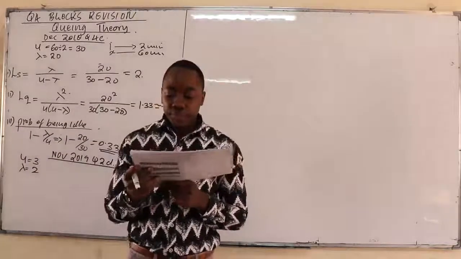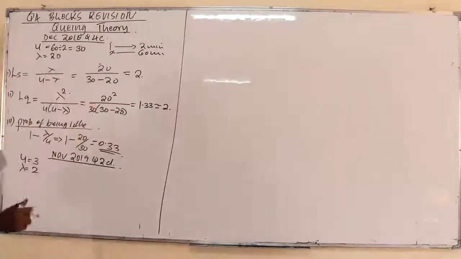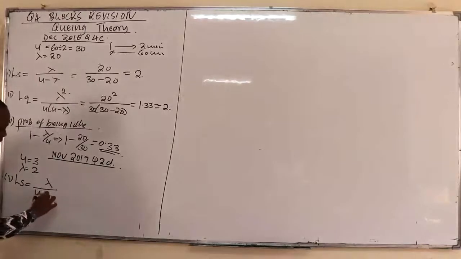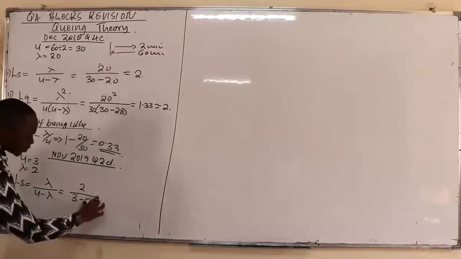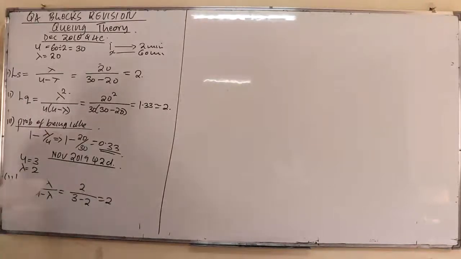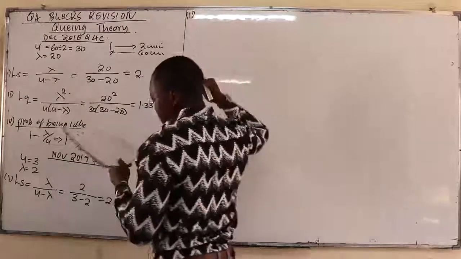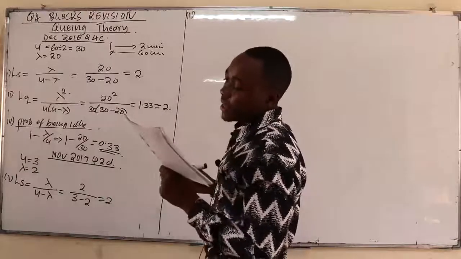Number 1, the average number of customers in the system. The number of customers in the system, that's the item in the system. And the item in the system is lambda over mu minus lambda. So lambda is 2 over the service rate, which is 3 minus 2, and you will get 2 customers.